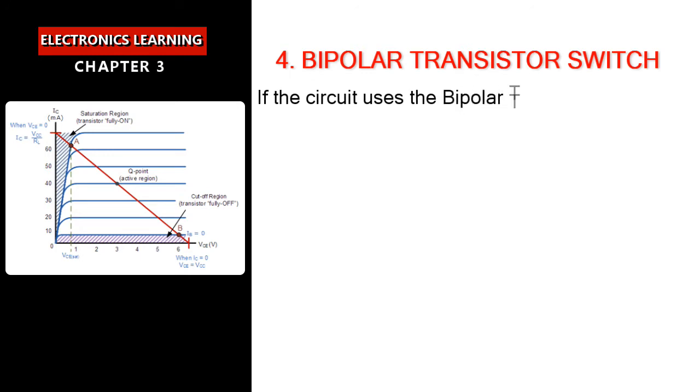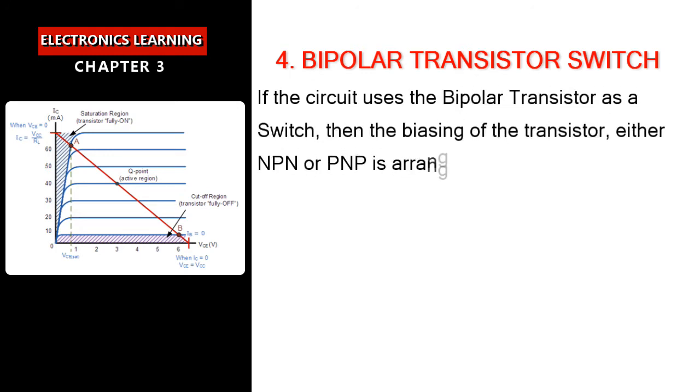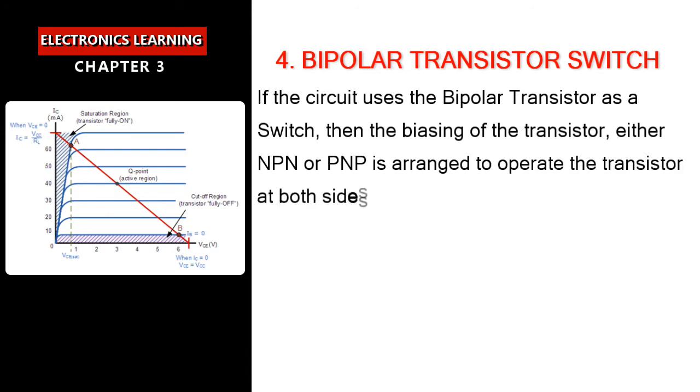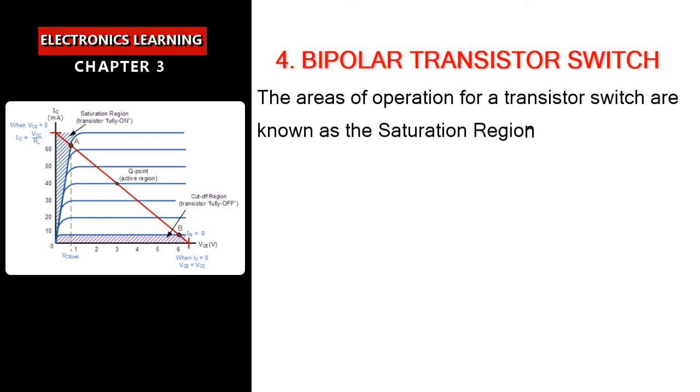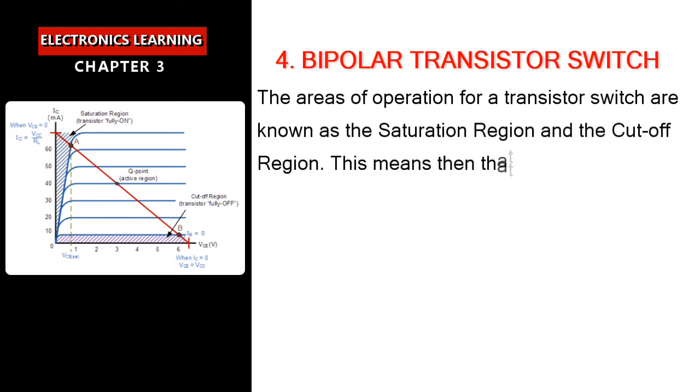If the circuit uses the bipolar transistor as a switch, then the biasing of the transistor, either NPN or PNP, is arranged to operate the transistor at both sides of the IV characteristics curves. The areas of operation for a transistor switch are known as the saturation region and the cutoff region.